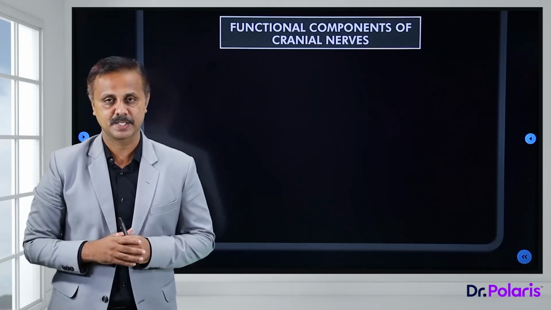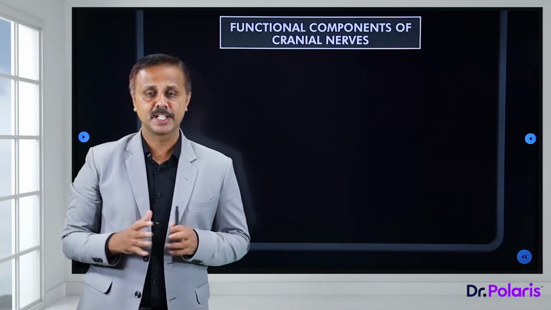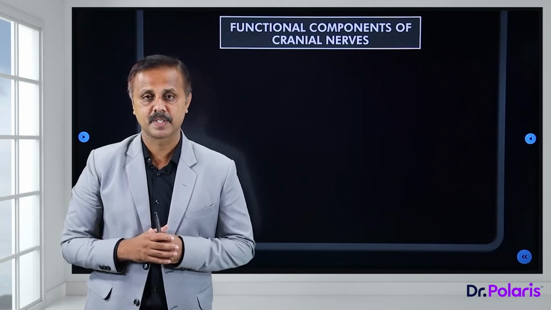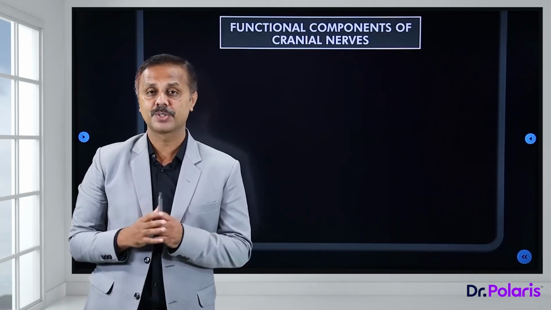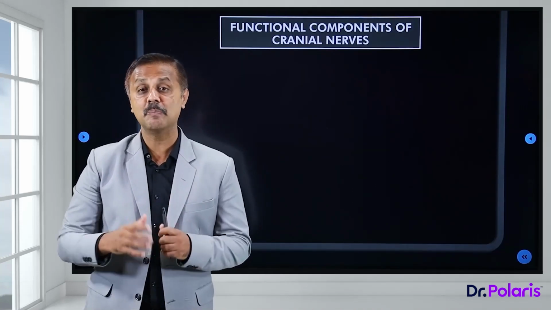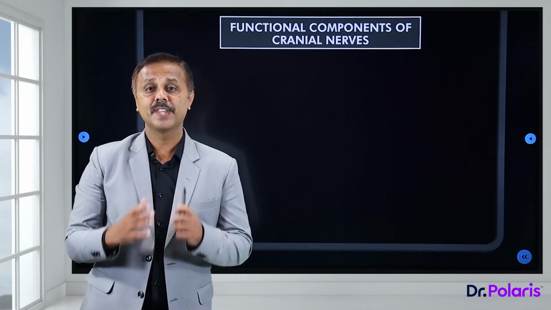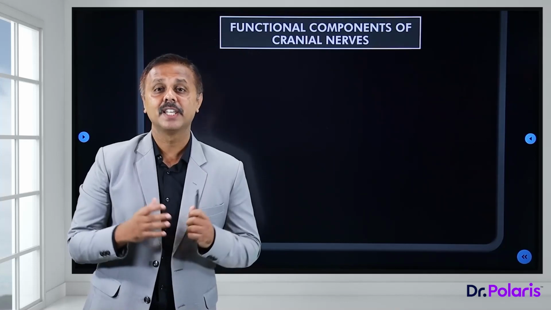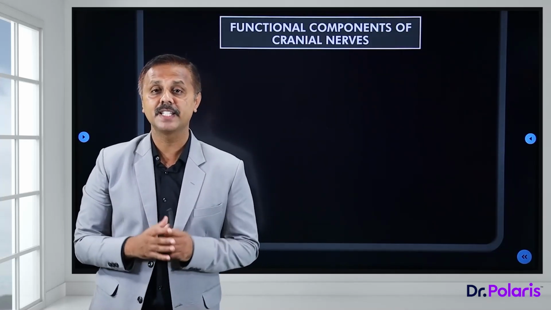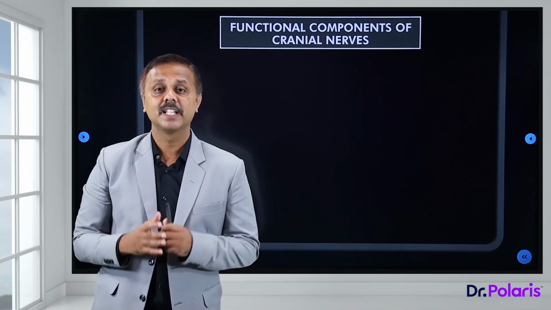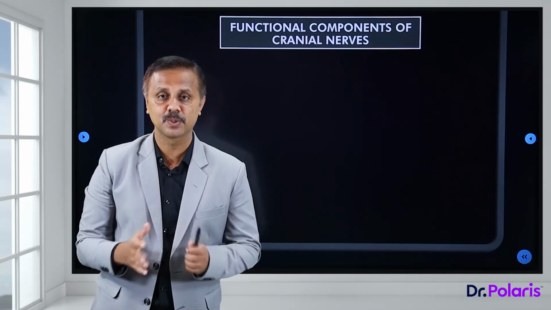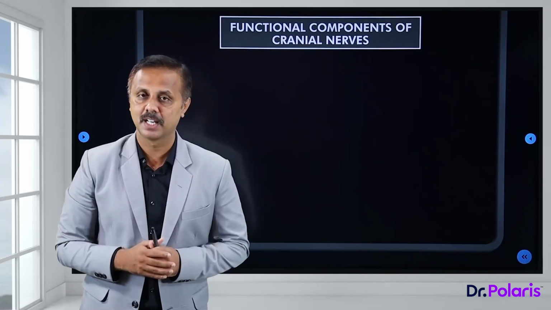Now, what do we mean by this? Remember, each cranial nerve is destined to do some important functions. Some cranial nerves are associated with a single function, whereas some cranial nerves have to perform multiple functions. Now, when they have to perform multiple functions, they need to have different kinds of nerve fibers, right? These different kinds of nerve fibers tend to arise from different functional columns, different nuclei. And that is what we will learn now.